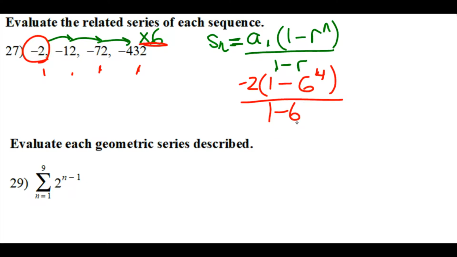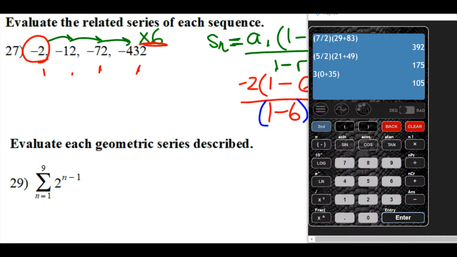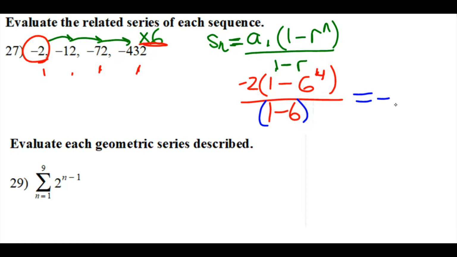Now, if I'm going to plug this in on a calculator, you better put parentheses there, otherwise you're not going to get it right. So we have -2 times 1 minus 6 to the 4th, and divide by 1 minus 6 in parentheses, or else call that -5 if you want. We get -518. That's the sum.